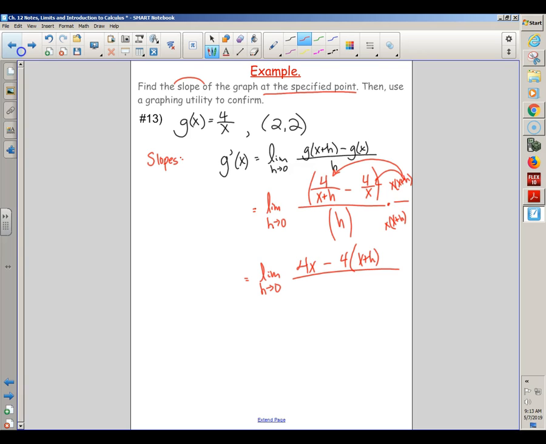And then at the bottom, don't I have an h and an x and an x plus h? Now, we're going to just distribute. We're hoping stuff cancels and I can reduce. So 4x minus 4x cancels out. I have negative 4h all over h x, x plus h. How are we doing? 4x minus 4x cancels. I get negative 4h over h x, x plus h.